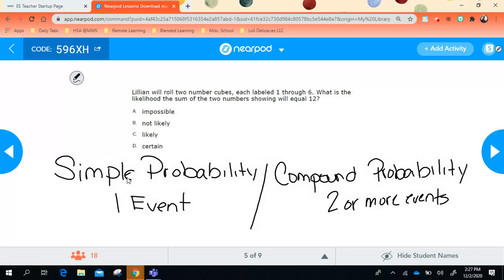Now for compound probability, we looked at it, I believe it was the week before last. We talked about 3 different ways that we can write down how to figure out what our sample space is for that. We talked about lists, we talked about tables, and we talked about tree diagrams. For simple probability, you can really just use a list.